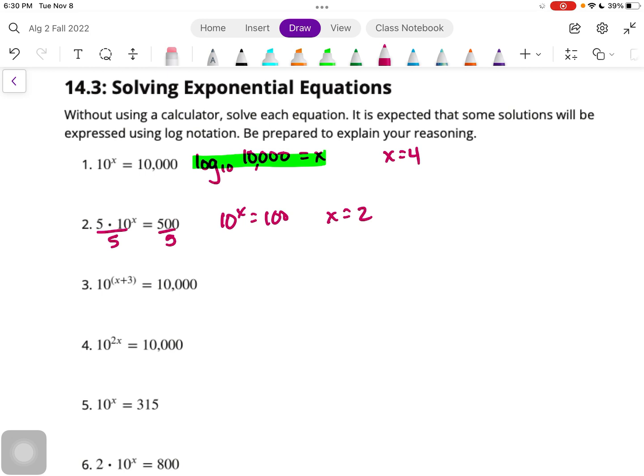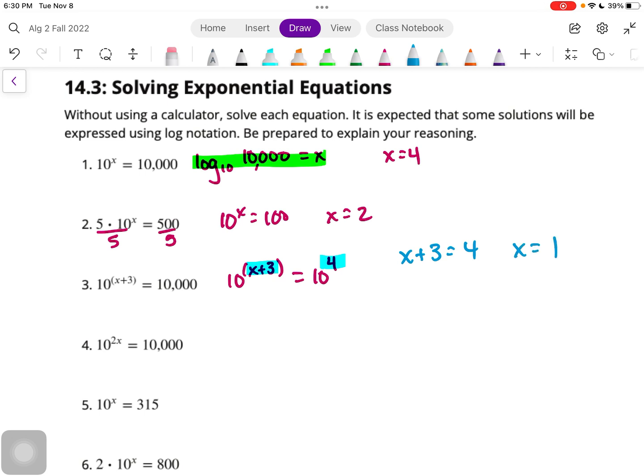All right, for the next one, I am going to change that 10 to the x plus 3 and let that equal 10 to the 4th, because now I know that x plus 3 equals 4. And so I can just solve that equation. So x equals 1.